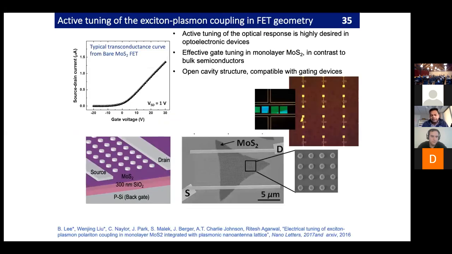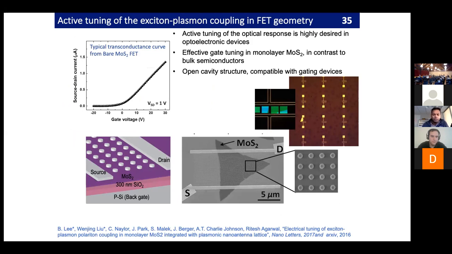But as I said, one very interesting attribute of these two-dimensional materials is that, because of the inadequate screening, if you're able to add excitation carriers or remove them, that can influence the exciton plasmon coupling strength. So this is what we did.